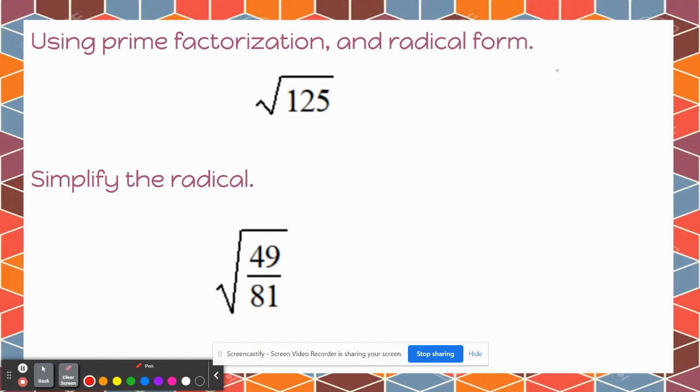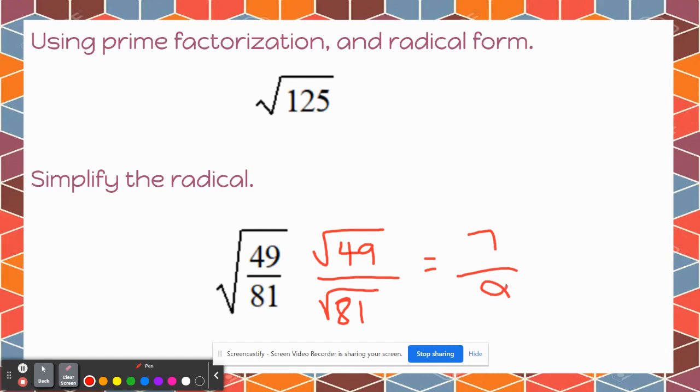There's two different ways of doing this. First, you can see, does 49 divide by 81 evenly? If it does, you can do the square root of that. If it doesn't, which in this case it doesn't, I might notice that square root of 49 is a perfect square. I may also notice the square root of 81 is also a perfect square. Well, what's the square root of 49? 7, because 7 times 7 is 49. What's the square root of 81? 9, because 9 times 9 is 81.